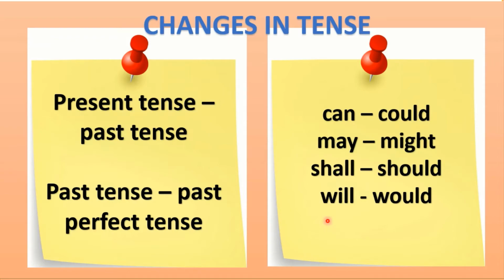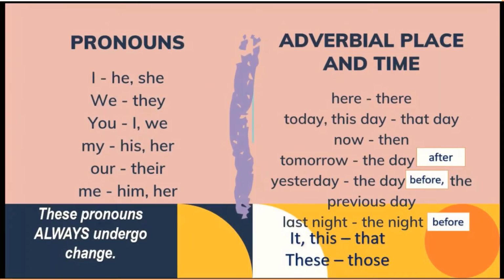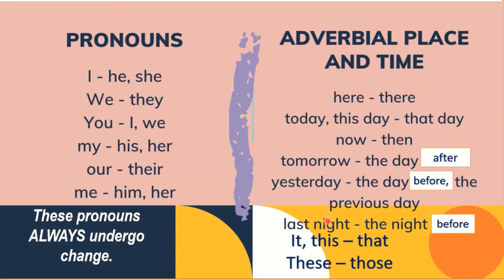Here are the pronouns that always undergo change every time we are changing direct speech to reported speech. I becomes he or she. We becomes they. You becomes I or we. My becomes his or her. Our becomes their. Me becomes him or her. And us becomes them. These are the adverbial place and time and also demonstrative pronouns that need to be changed.